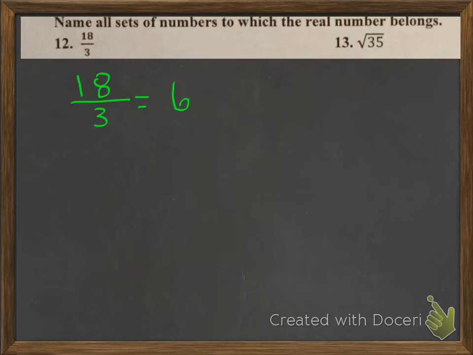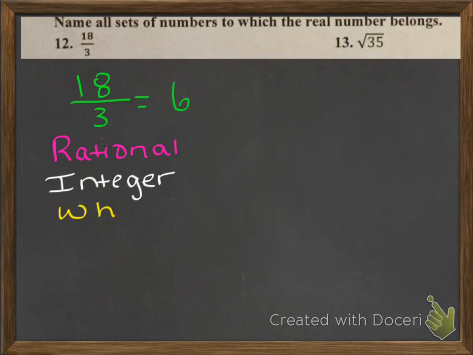All right, so name all sets of numbers to which the real number belongs. The first problem we have is 18 divided by 3. Remember, say that over and over in your head, that 18 divided by 3, that's what that fraction bar means. Go ahead and do the work for it. The fact that you can write this as a fraction makes it a rational number automatically. So you know it's got to be rational.